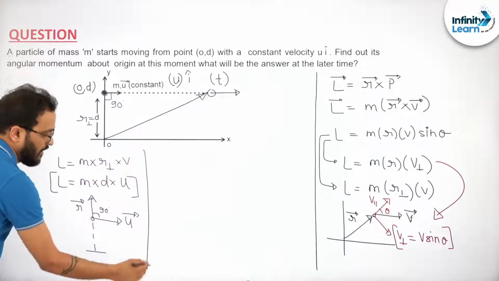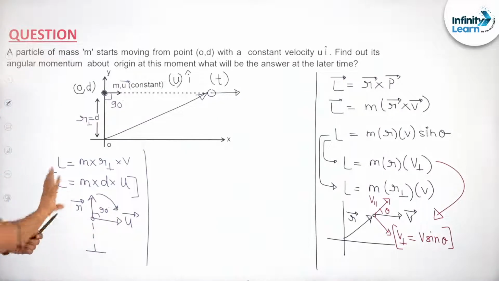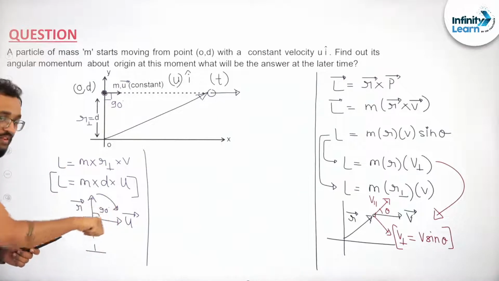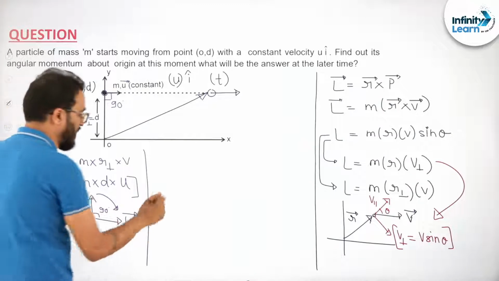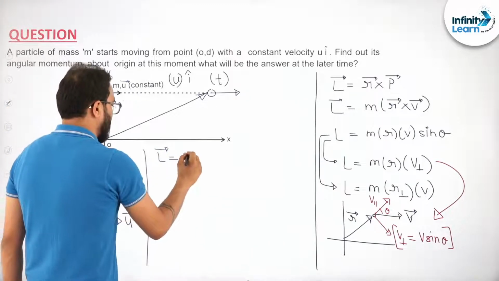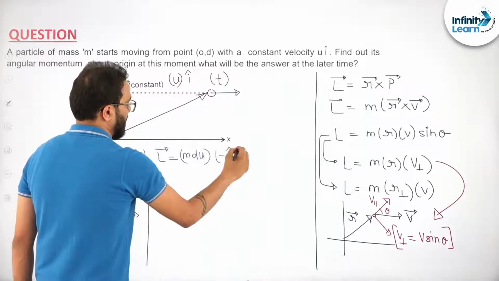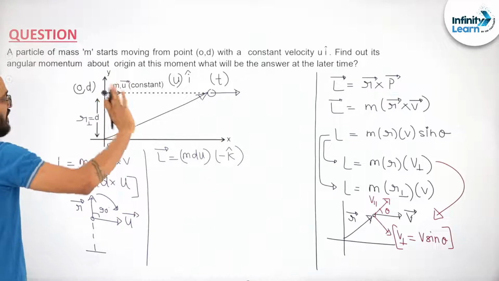Okay, that means inside means minus k cap. So r cross v with right hand, r cross v, where is it going? Thumb is going inside. Okay, so you will say vector L will be m u d into minus k cap, if we consider this as x and this as y axis.